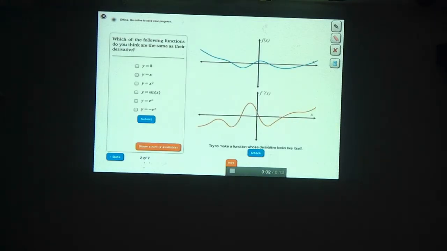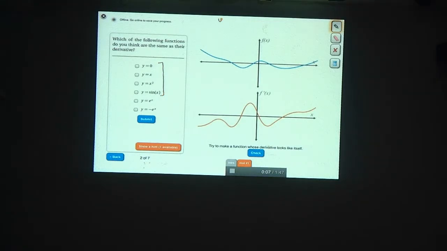Great job! You found a function that's the same as its derivative. It turns out there are a whole bunch of them, and here's a list of candidates. Try drawing some of these functions and seeing which of them are the same as their derivatives. You know how to find the derivative of these four functions.